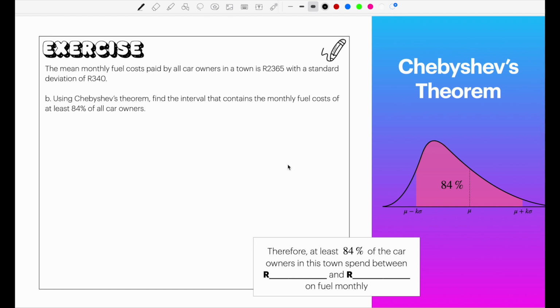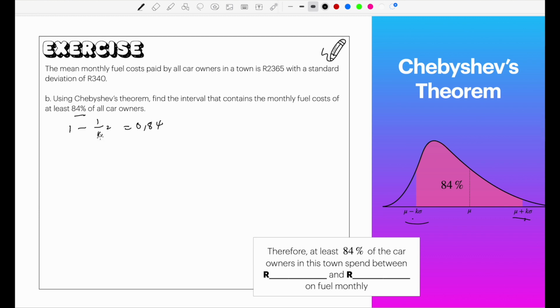Alright, so for the very same example, the second question that we are asked is to use Chebyshev's theorem to find the interval this time that contains monthly fuel costs of at least 84% of all car owners. So what are we given here? We are already given the proportion, and we are asked to find the intervals rather. Right, so let us see what we need to do first here. First things first, we are given the proportion, and we know that the proportion is equal to 1 minus 1 over k squared, right? That's going to help us to find the k value so that we are able to find these two values.